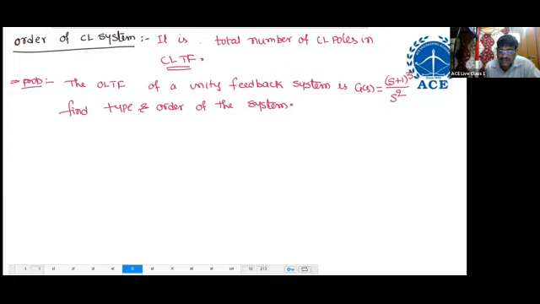Practically, unstable systems do not exist. Practically available are only stable and marginally stable systems. An example of a marginally stable system is an oscillator. Unstable systems do not exist.